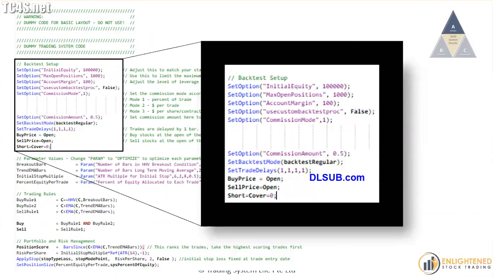So the first section is the backtest setup. You're going to put all of the setup commands to establish your backtest in the one spot, not scattered all through the code, and annotate it nicely. Annotate it well so that you know what each line is.